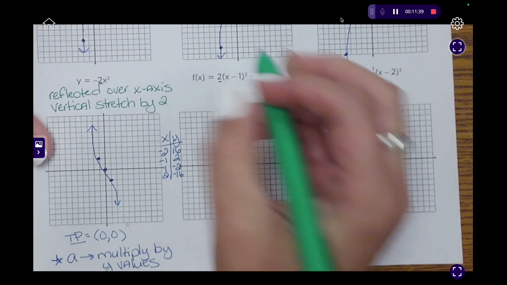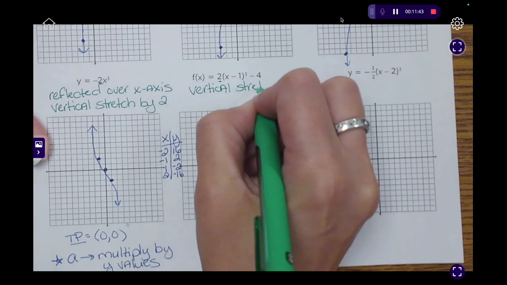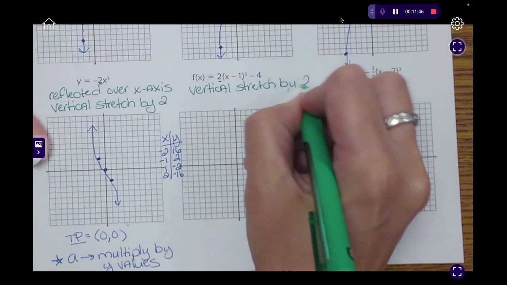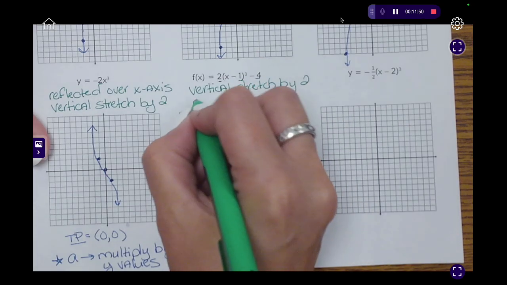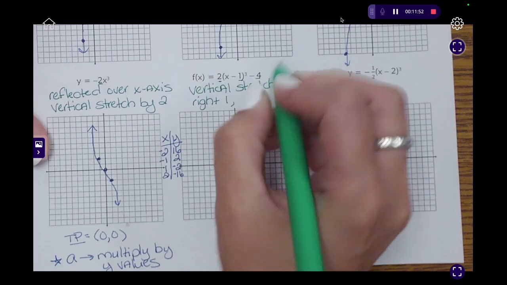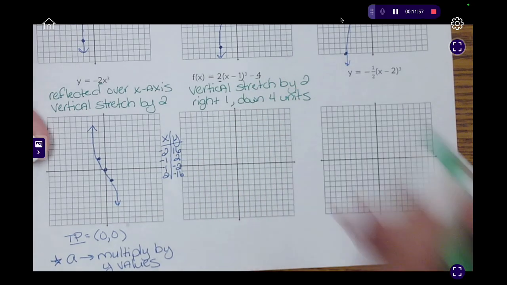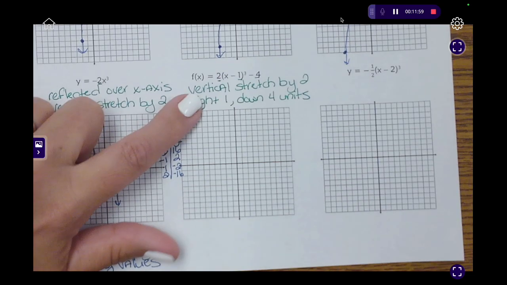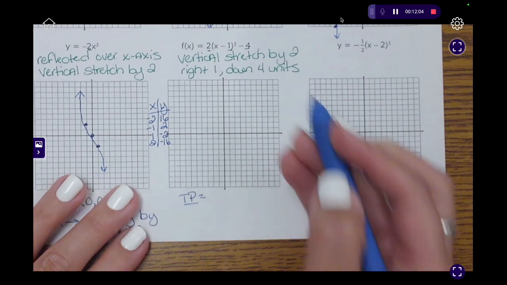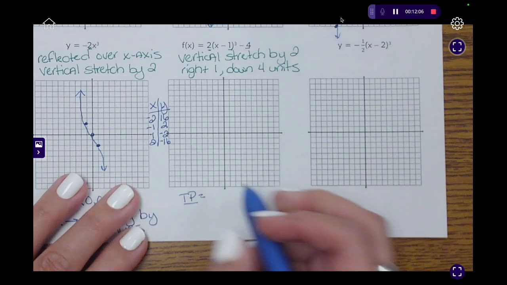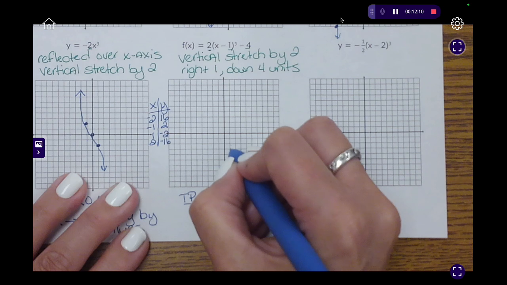So this one, again, is going to be a vertical stretch of 2. And here we have a number inside, so that is going to go to the right 1 unit. And then this is going to go down 4 units. Okay, so that's the direction that we're going. Turning point, we need to go ahead and label that. So that turning point is going to be a +1 and -4. So I am going to go ahead and graph that one.